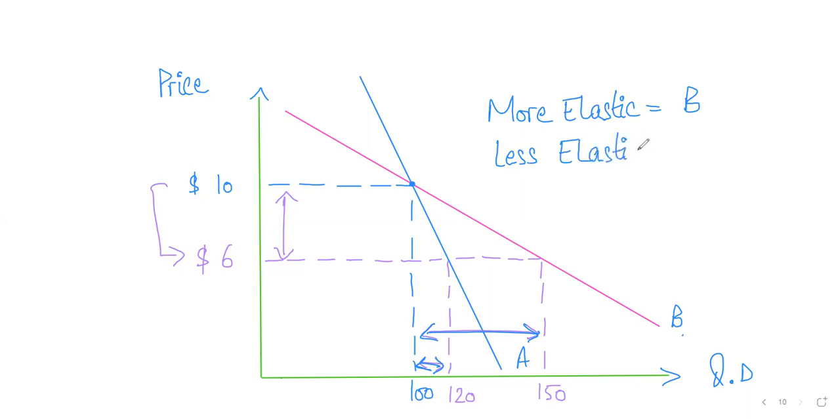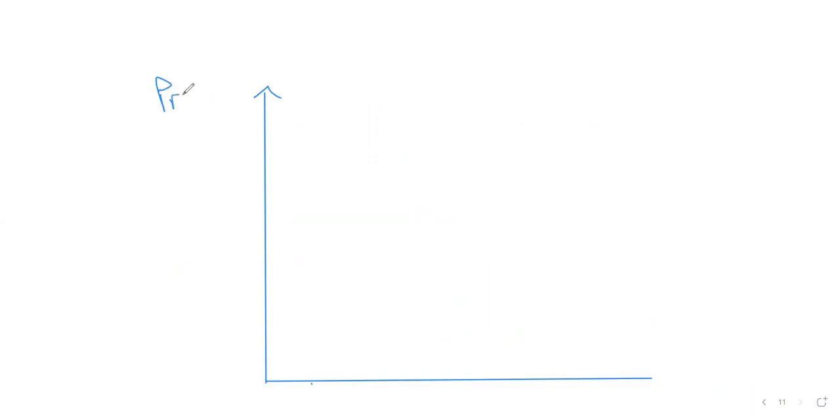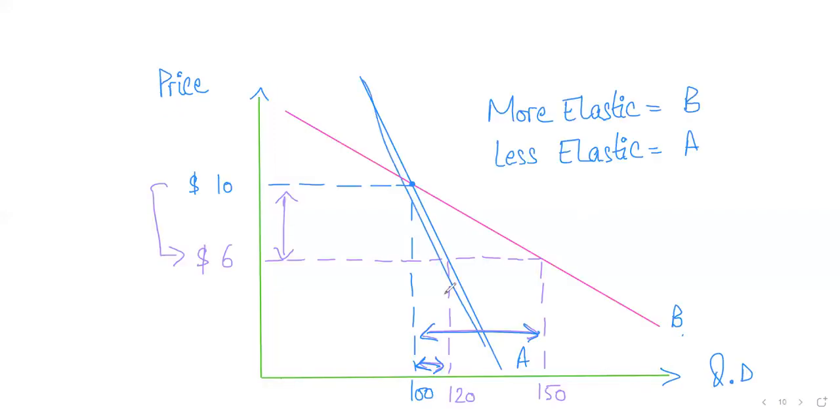So whichever of the two demand curves is steep, that's less elastic because there will be less change. Whichever of the two demand curves is steep. Do you know what steepness is? So have a look at this. This was steep, right? So just imagine you're driving your car up this hill.